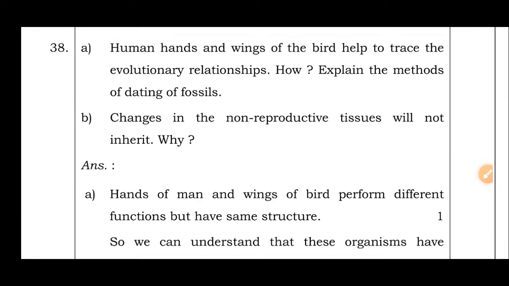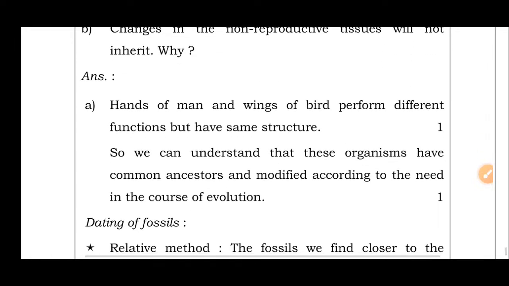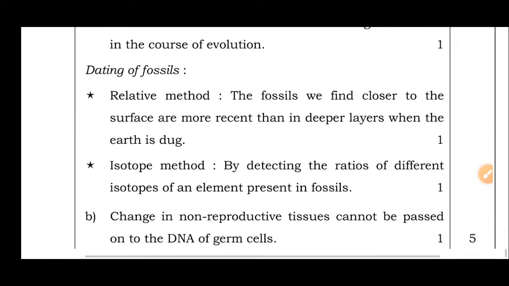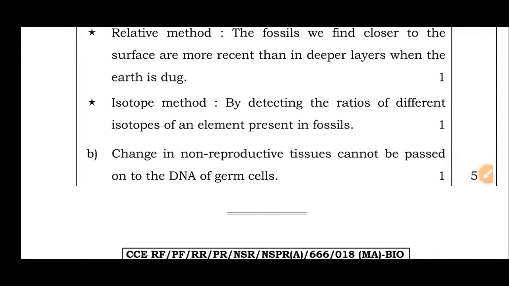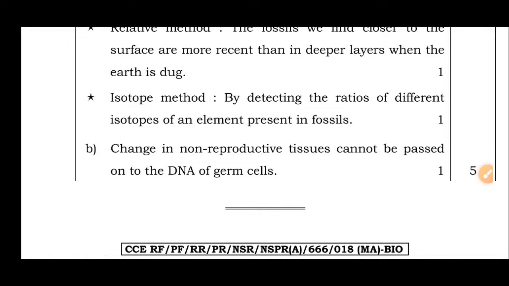Changes in the non-reproductive tissues. Another half question is there. Explain the methods of dating fossils. Dating of fossils, relative method: the fossils we find closer to the surface are more recent than those deeper. Isotope method: by detecting the ratios of different isotopes of an element present in fossils. Changes in non-reproductive tissues cannot be passed on to the DNA of germ cells because they do not bring any changes in the DNA.